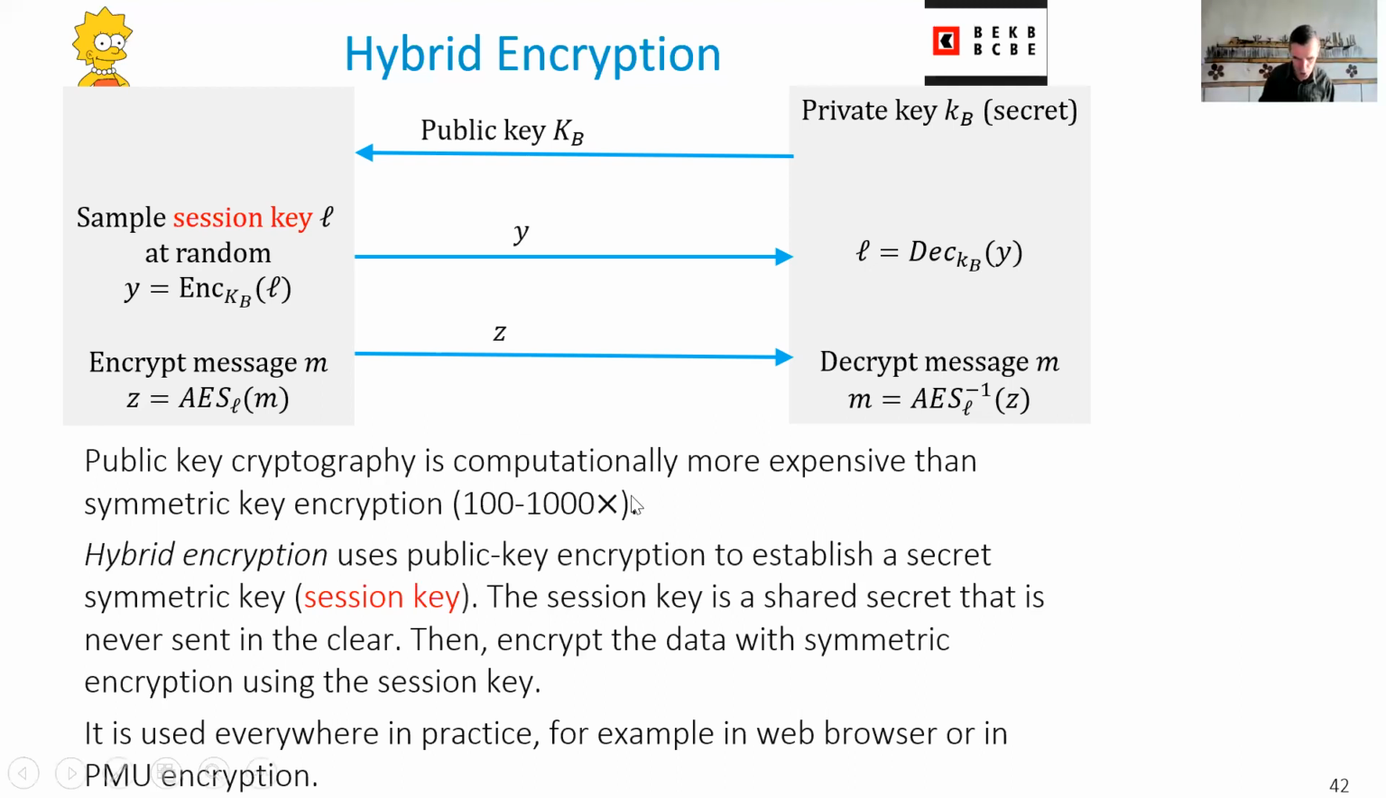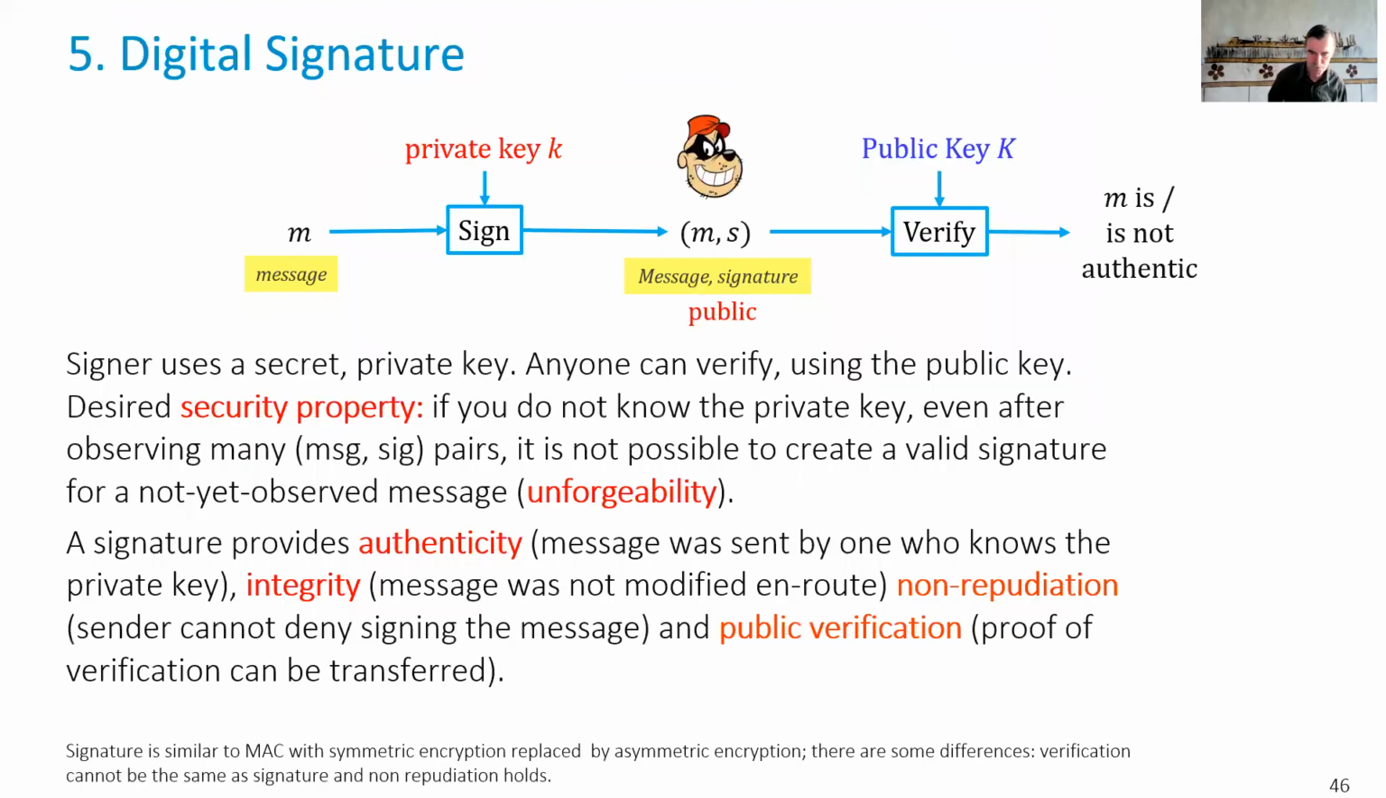So we have seen how public key cryptography can be used to provide confidentiality, and how this can be used in combination with secret keys to provide hybrid encryption. Similar to what we have seen with symmetric cryptography, we can also use public key cryptography to provide authentication. This is the topic of this new section. It is called digital signature.